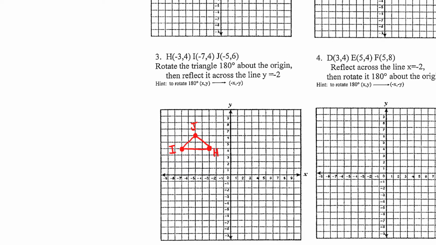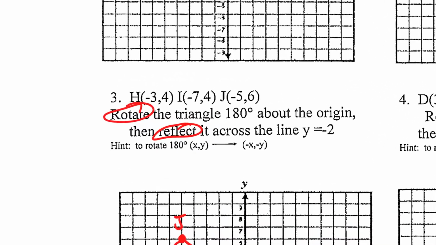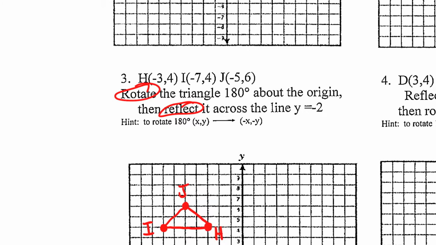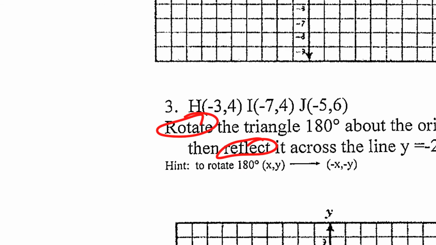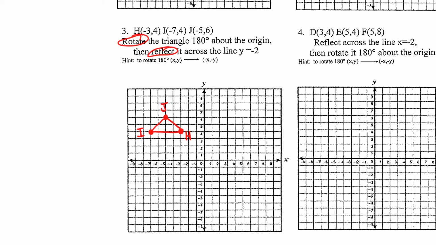Now, what are the 2 transformations we're going to do here? You're going to rotate, then reflect. So rotation of 180. What's our rule on rotation of 180? Change the sign. Just change the signs. So what's going to happen to H? It's going to be +3, -4. Okay? So H prime is going to be at +3, -4. 1, 2, 3, and then down 1, 2, 3, 4.